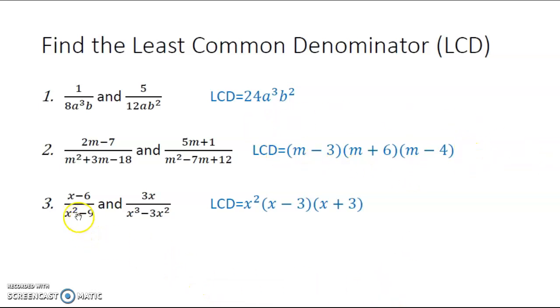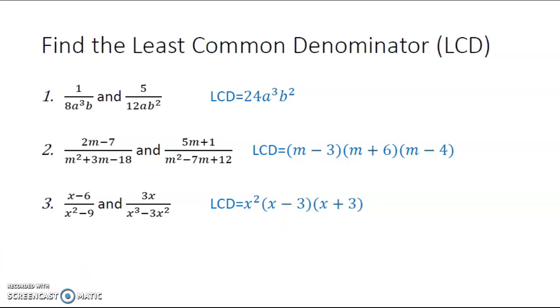In the third example, again, factor the denominators completely, and then make a list of all of the factors that you see. We want to take all of them even if they're not in common, but all of the different factors of the denominators here would be x squared, x minus 3, and x plus 3.